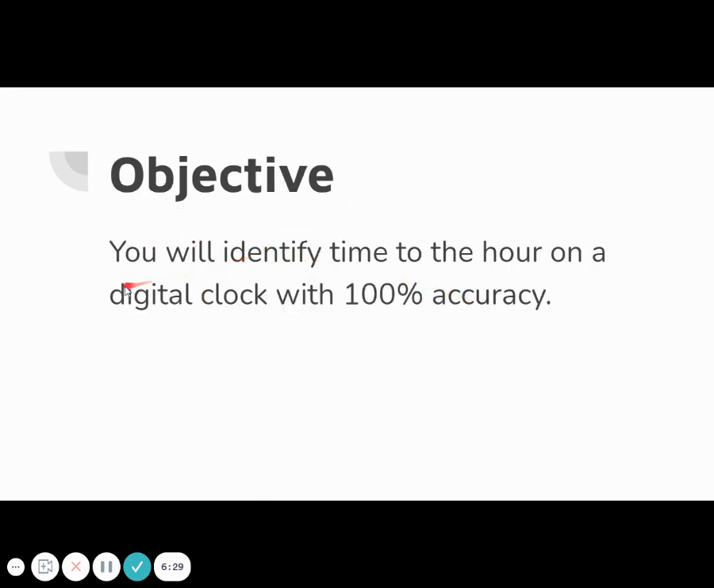All right. Our objective for today was that you will identify time to the hour on a digital clock with 100% accuracy. If we did that today, friends, I want you to give me a thumbs up.